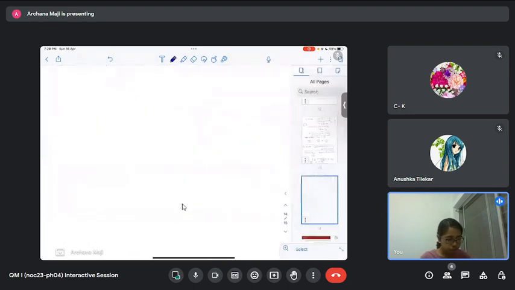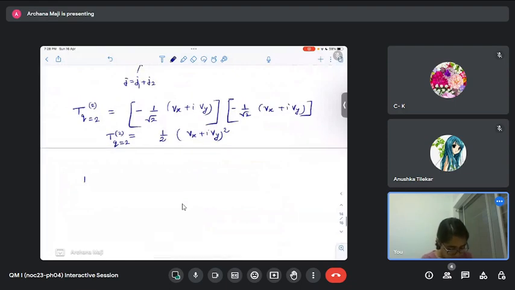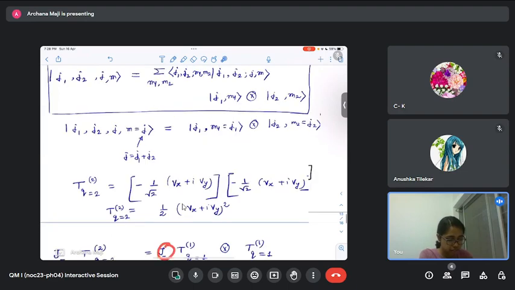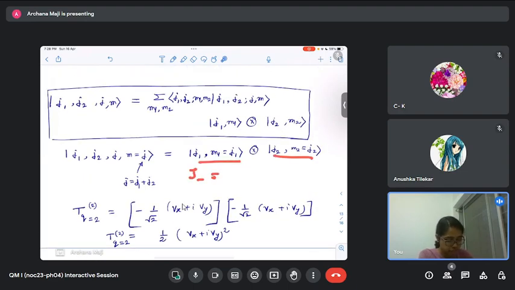Okay. Now we want to see what is T^2 with Q equal to 1. We have T2 Q equal to 2, which is equal to T1 Q equal to 1 tensor T1 Q equal to 1. So on this equation, on both sides, we act with the lowering operator, j minus. But when j minus acts on the uncoupled basis, you know that j minus has to be replaced as j1 minus tensor identity plus identity tensor j2 minus. Same thing we will do here.